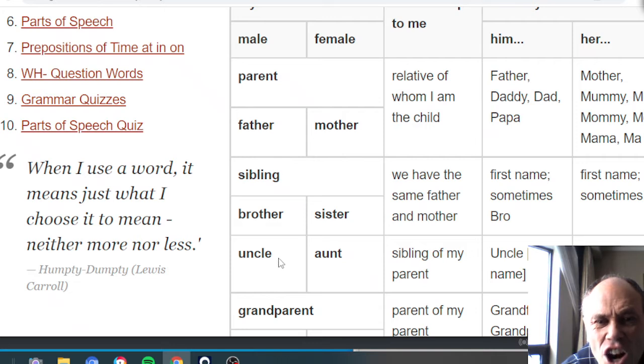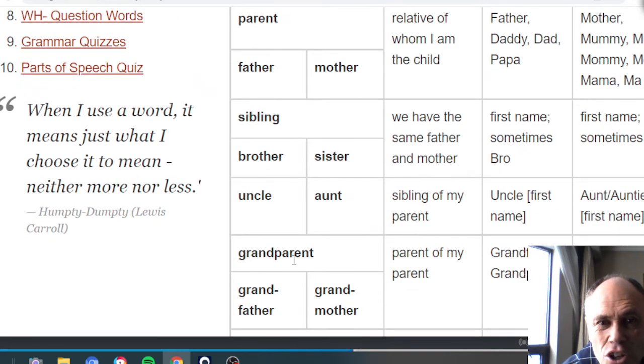Next we have uncle and aunt. They are the sibling of your parents. Okay, so your parents may have siblings. If your mother has a brother or sister, they will be your uncle if they are a male, and your aunt if they are a female. Okay? Pretty simple. Now, your parents also have parents, and they are called grandparents.